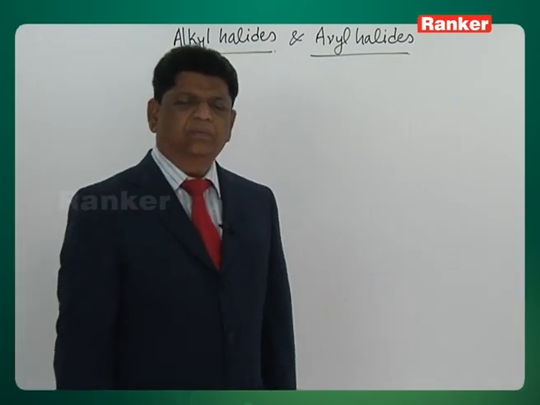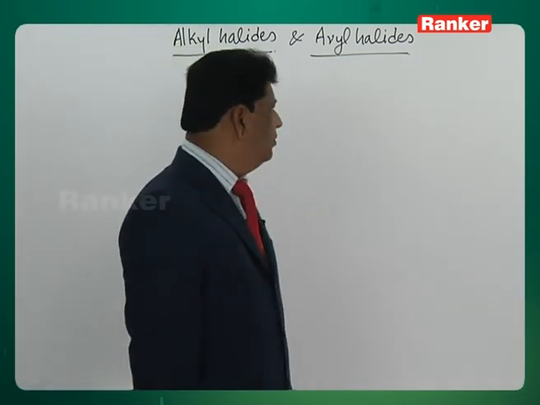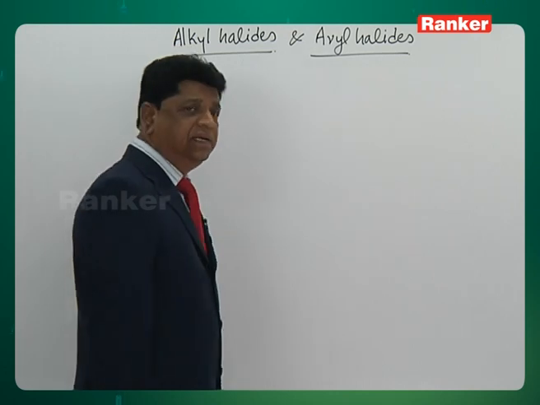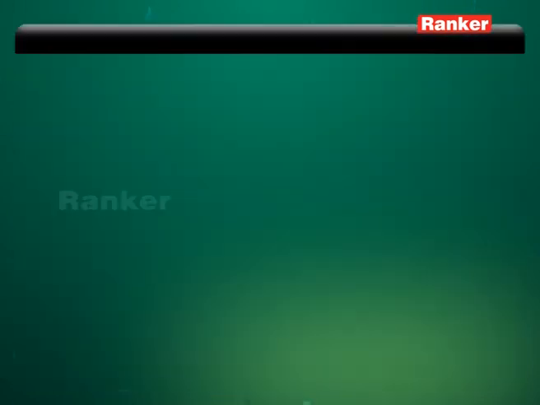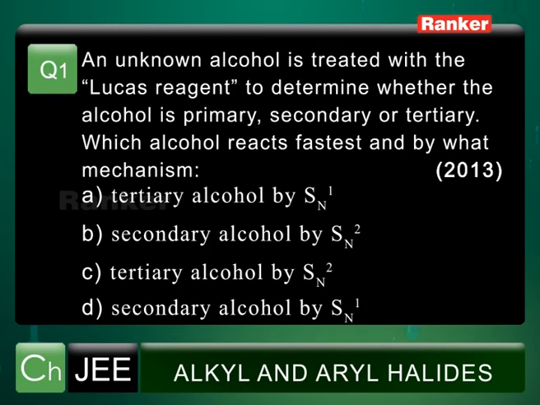We will discuss today some questions from the previous years from the alkyl halides and the aryl halides, that is, they are also called halogen compounds. Question 1: an unknown alcohol is treated with the Lucas reagent to determine whether the alcohol is primary, secondary or tertiary. Which alcohol is fastest and by what mechanism? This appeared in 2013, that is, last year's question.